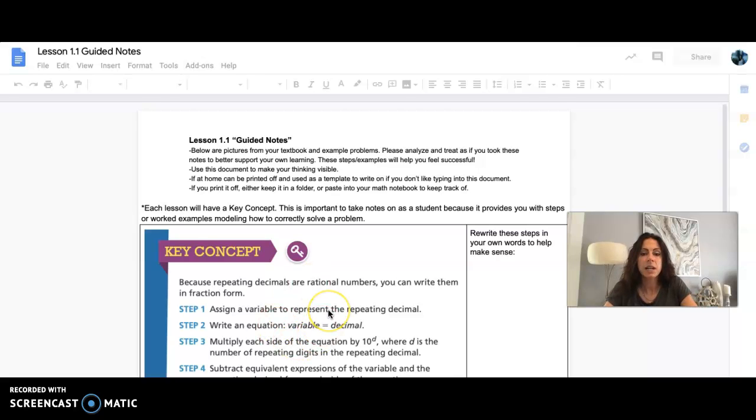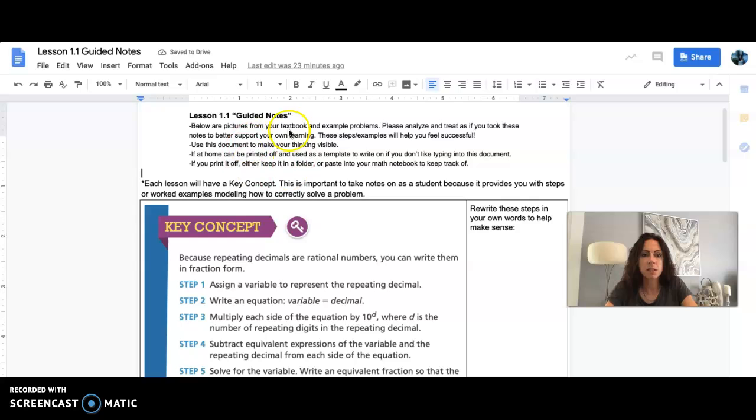In this guided notes document, it gives you explicit examples of how to use it. Below are pictures from your textbook and example problems. Please analyze and treat as if you took these notes to better support your own learning. What it means by guided notes is that we're giving you an example of what your notes should look like if you started off with a blank piece of paper, okay?